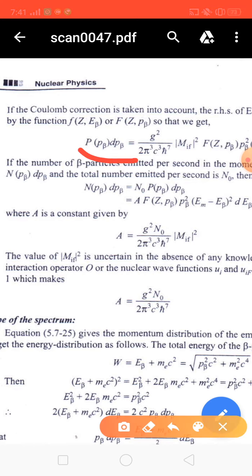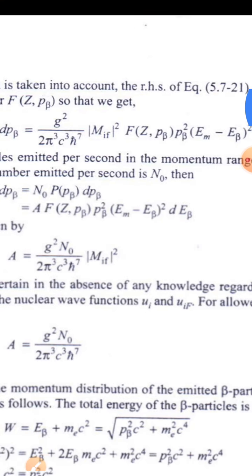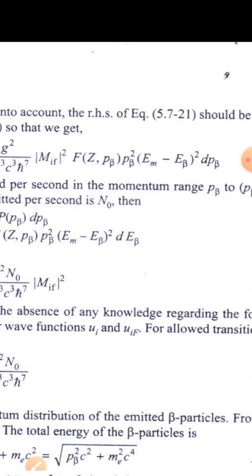That is the probability distribution: g square divided by 2 pi cube c cube h cross raised to 7, into matrix element square, f of Z comma pb square, into Em minus Eb whole square, into dpb. By referring to this equation we will continue.